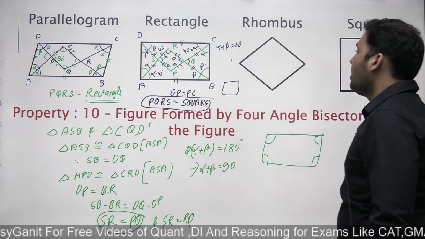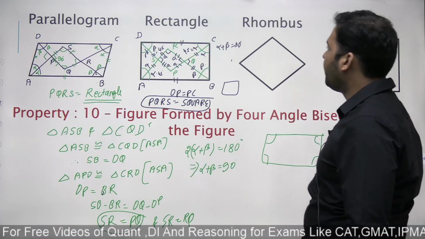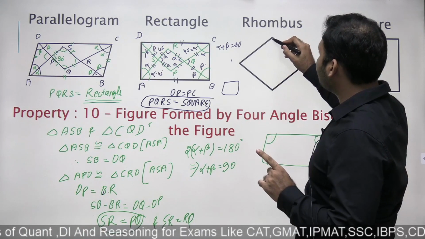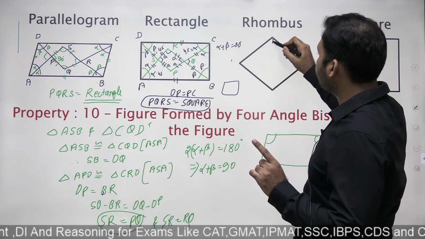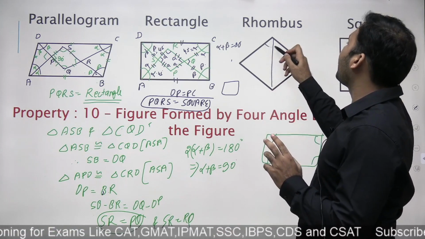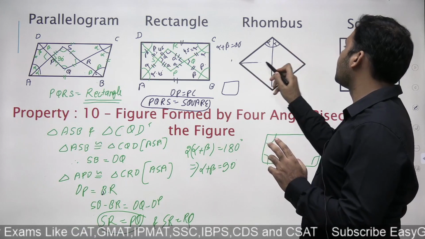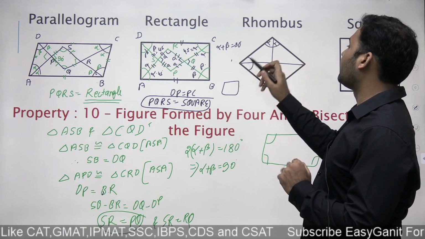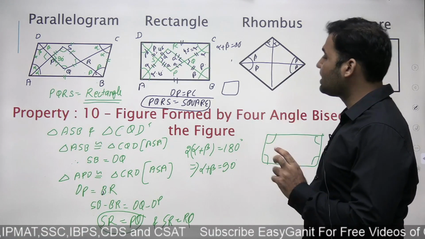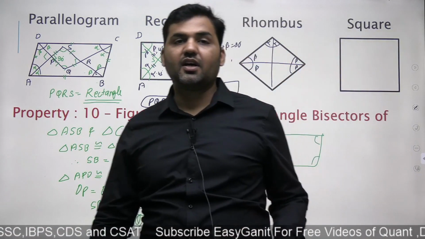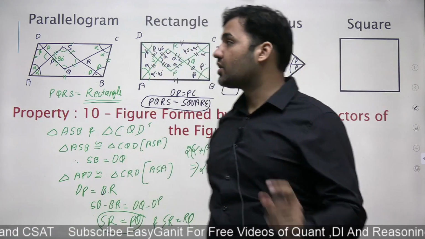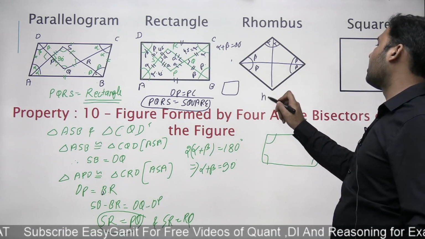Okay. What about a rhombus? What will be the figure formed with the rhombus? See, we know that in a rhombus, if I draw the angle bisectors, remember the previous property number 3 or 4, I guess. In a rhombus, the diagonals themselves are the angle bisectors, right? This is an angle bisector and this will also be an angle bisector, right? So will there be any figure you will be forming in the rhombus with the four angle bisectors, which themselves are diagonals, right, in a rhombus? So there is no figure formed with the rhombus, right?